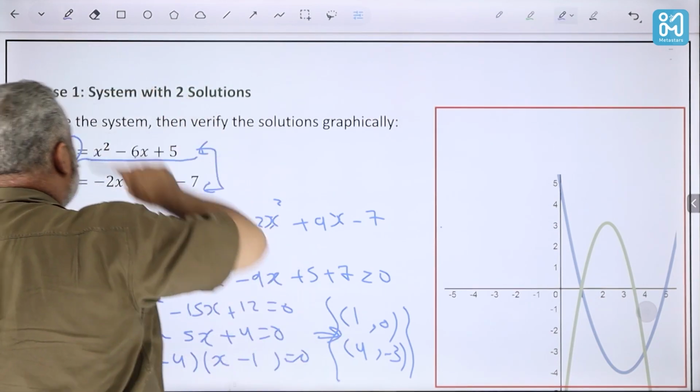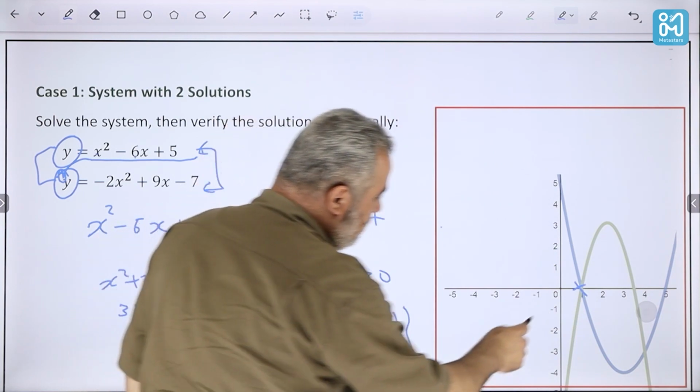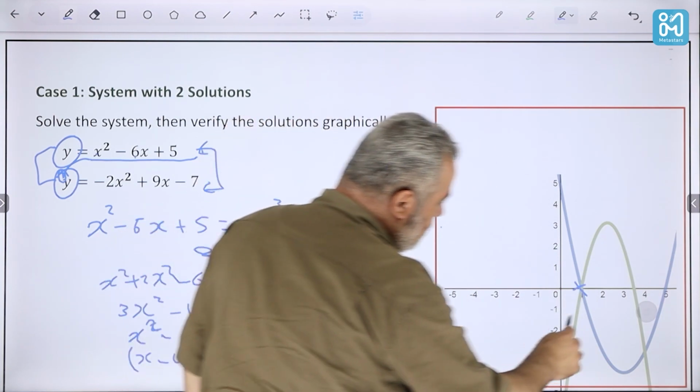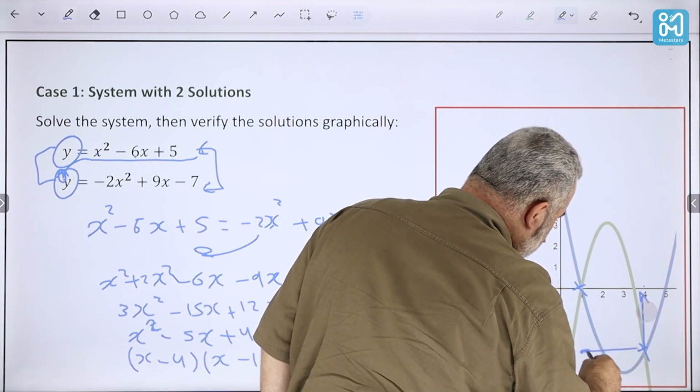Now, let's go here and delete this. What can we see? This is our first solution. It's 1 and 0. It's true. And the second solution is 4 and negative 3. It's here. This is 4 and this is negative 3.